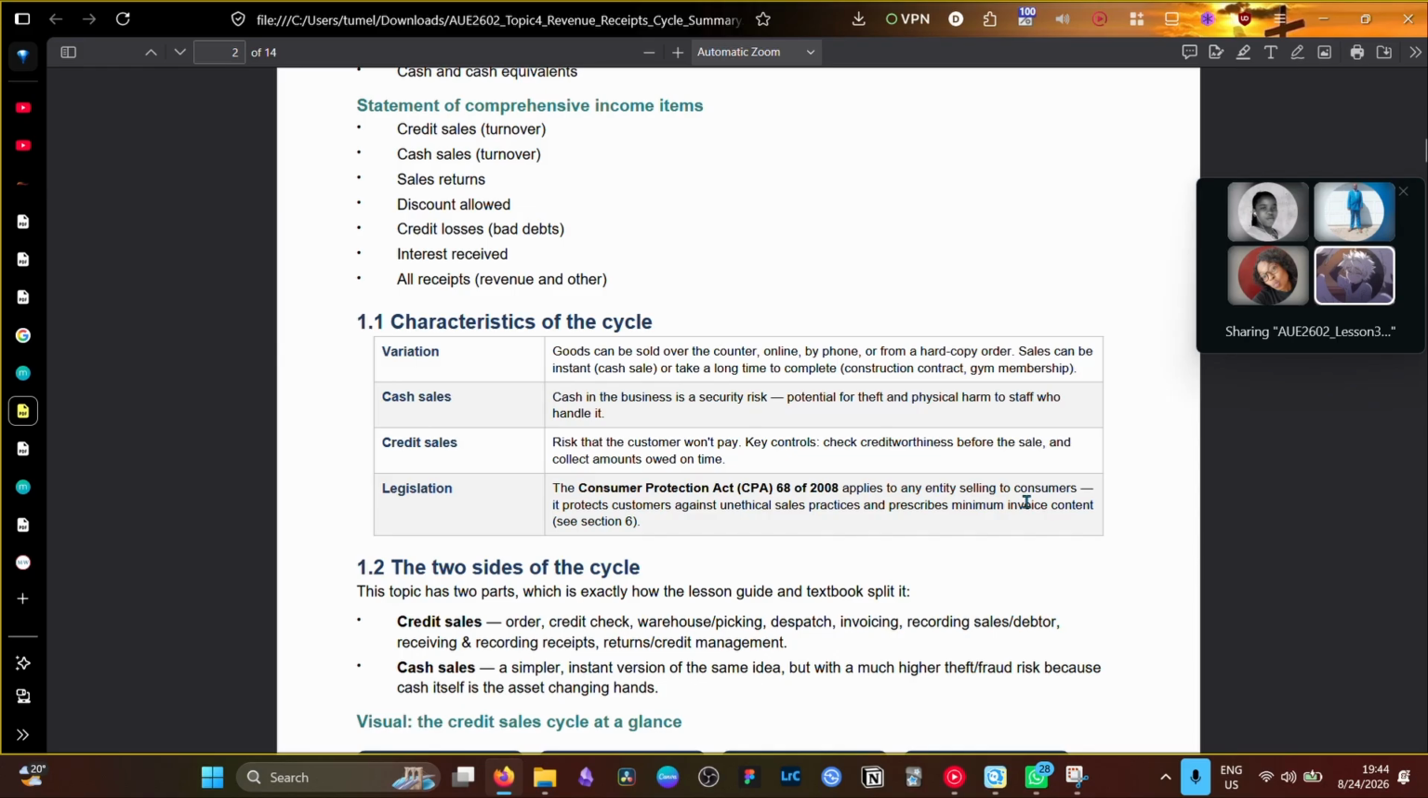And then we have cash sales. Cash in a business is a security risk, with potential for theft and physical harm to staff who handle it.